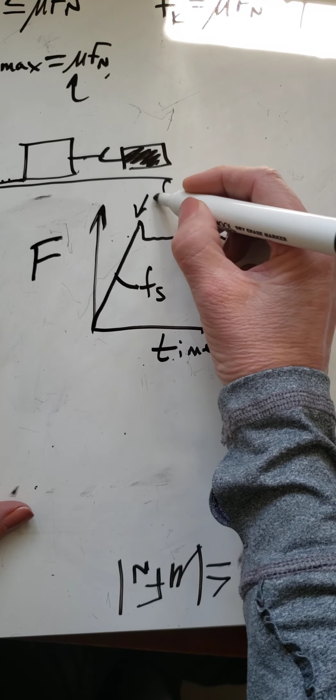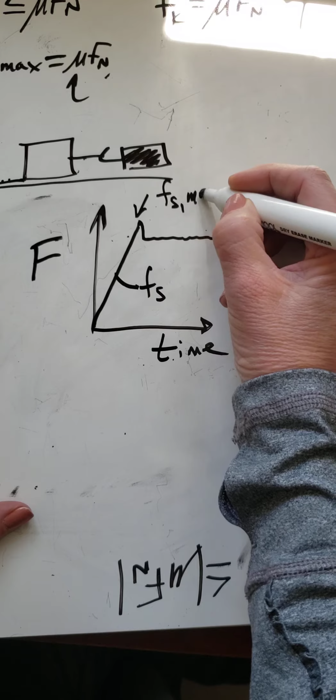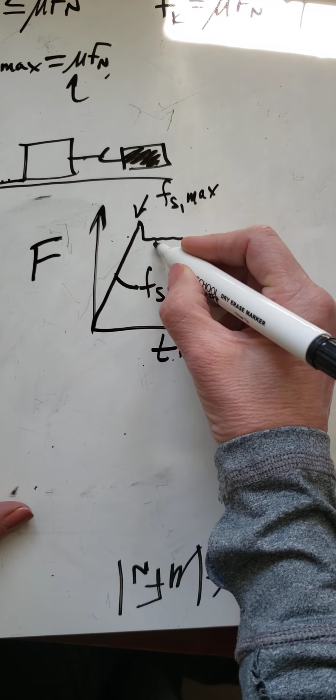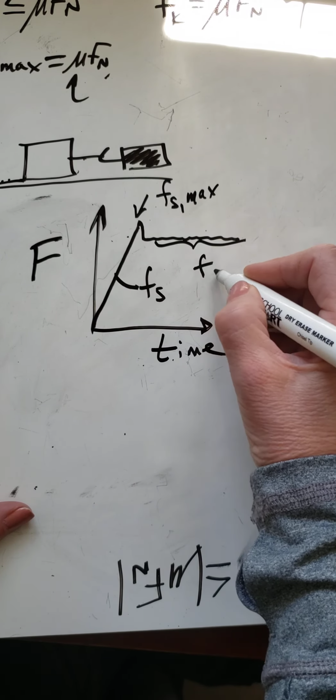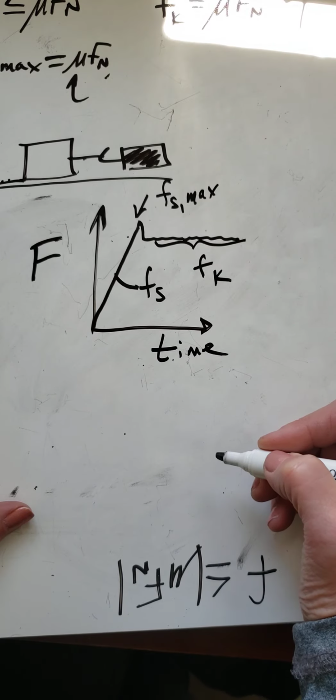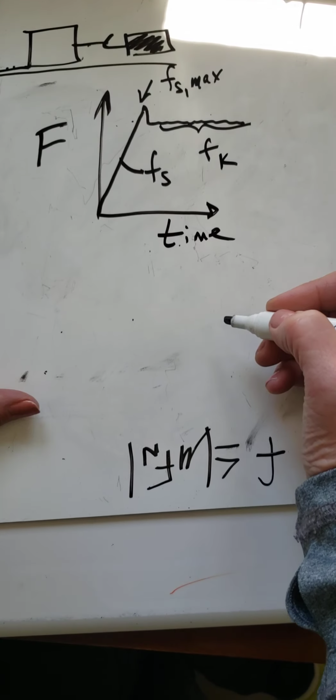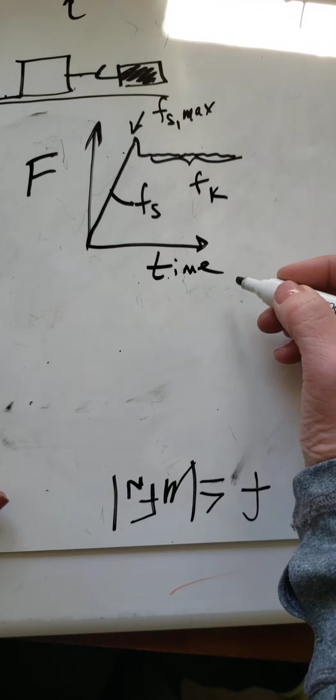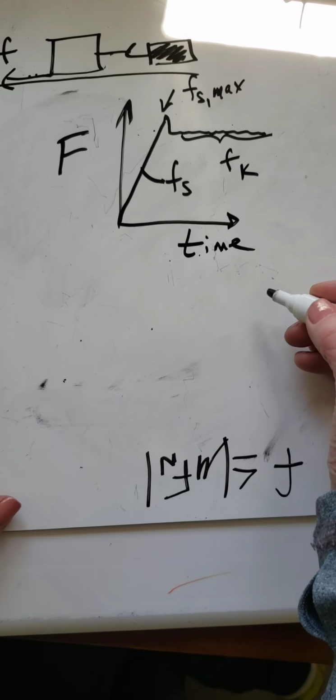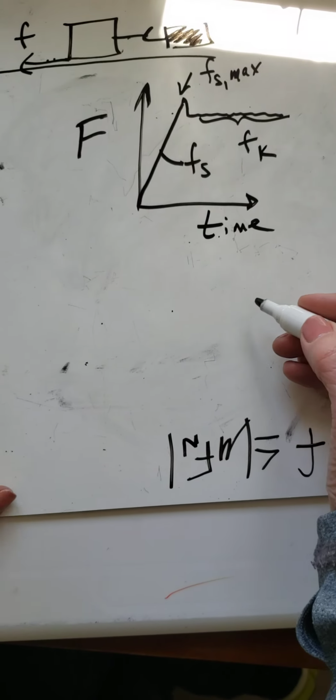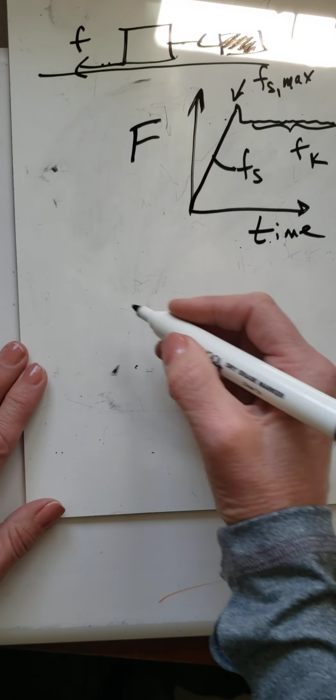This peak value right here was our max value of static friction, and then all these values over here were telling us the value of the kinetic friction. So in the lab, when we wanted to determine what mu was, we wanted to create a graph from which the slope of that line would be our coefficient of friction.